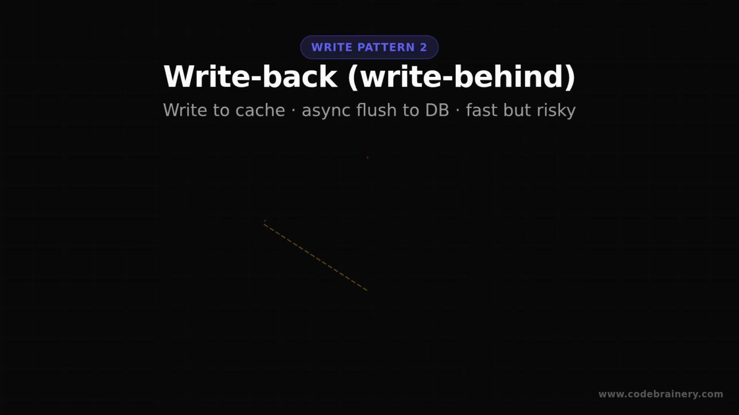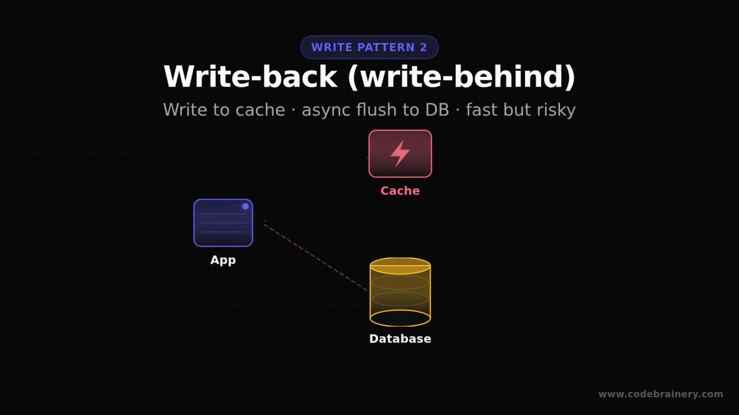Second write pattern, write back, also called write behind. When you write, you only hit the cache. The cache acknowledges immediately. Then, asynchronously, the cache flushes the change to the database. Could be every few seconds or every few thousand writes. The benefit is speed. Writes are blazingly fast. The cost is durability. If the cache crashes before flushing, you lose the writes sitting in the cache. Use write back for high write workloads where some data loss is acceptable. Analytics counters or activity logs.